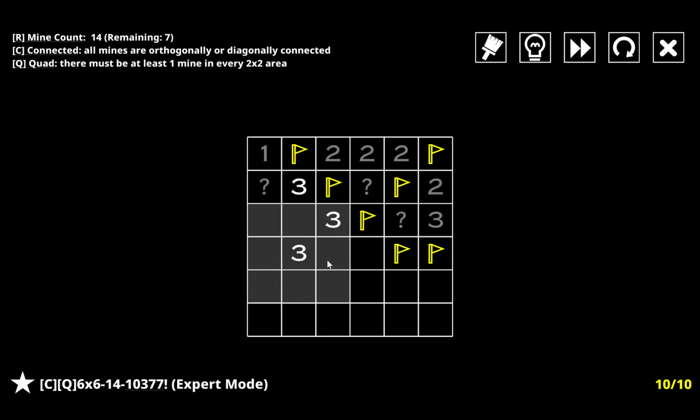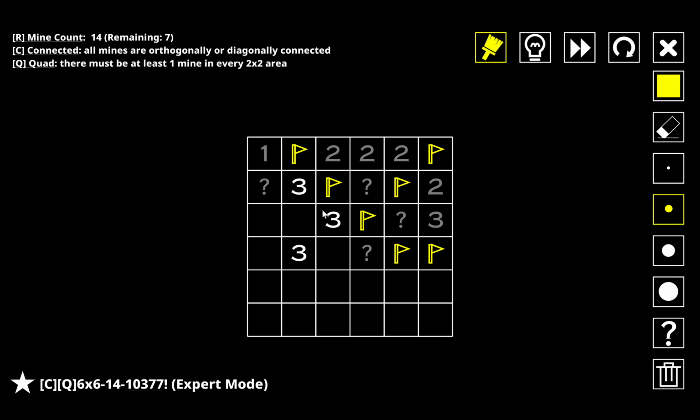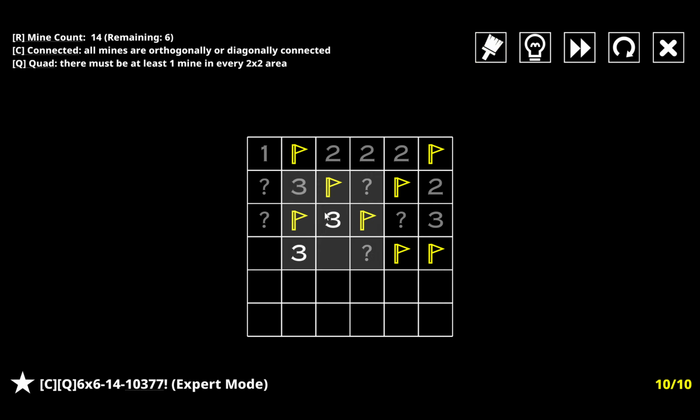We know that there must be a mine in this 2x2, so the last mine for this 3 can't be over here. There we go. And now then, if we're just going to assume that the mine is here, for instance, this actually kind of leads us down a chain of deduction where you can see we've overloaded this 3, so we can safely say that this is the last mine. There we go. By normal quad logic, we know that there is a mine here. We can fill that out real quick.